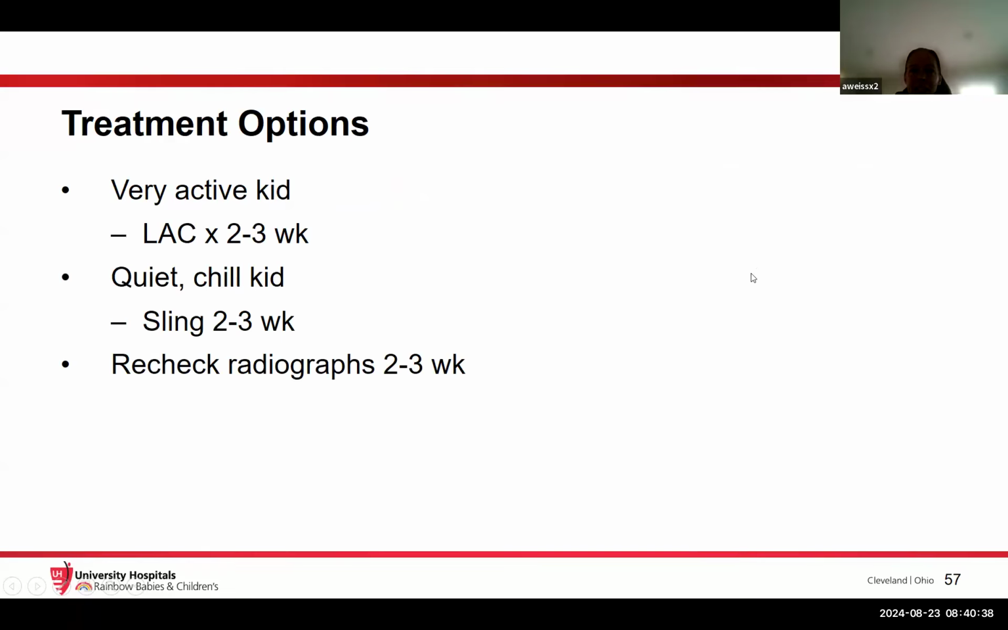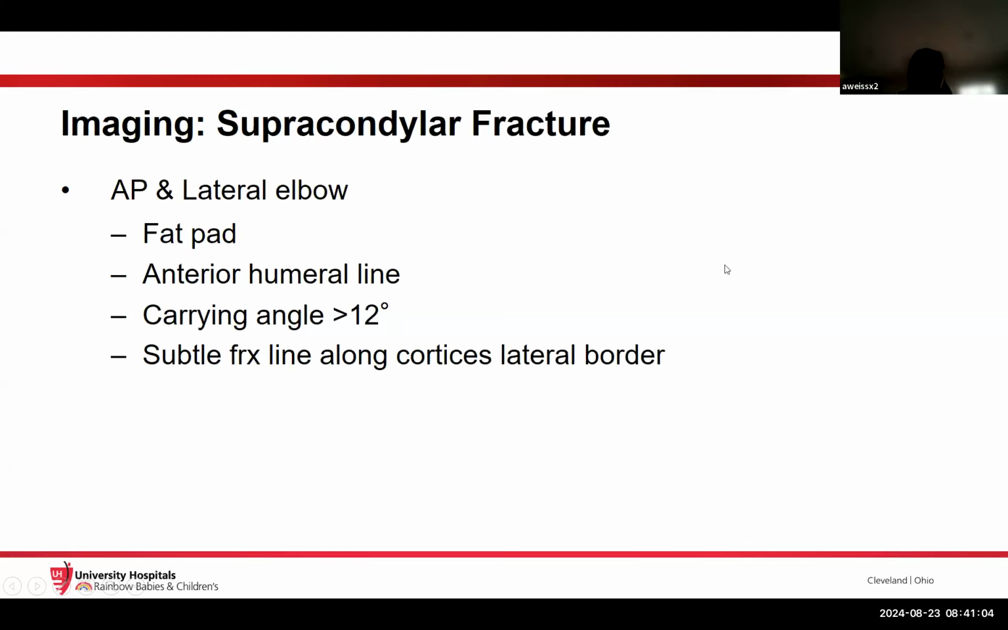95% of the kids that I see will get the long arm cast because they got the fracture in the first place because they were jumping on the bed or the couch, and that's what they do all day long. I have had 2 or 3 families who say no, their sibling pushed them down, but they're really quiet and they just mostly hang out and color and play board games. Then they can go in a sling if they're comfortable enough. And then we will bring them back and recheck x-rays at 2 to 3 weeks to look for periosteal new bone to confirm where the fracture was.